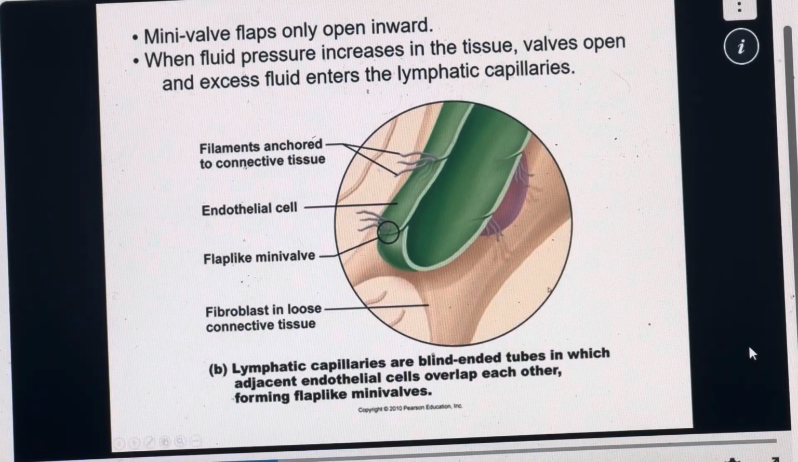So what this means is that when fluid pressure builds up in the tissues outside of these lymphatic capillaries, it pushes open that little flap, and the excess fluid therefore enters the lymphatic capillary. And that's the way that these little blind-ended capillaries are able to pick up that excess fluid. But the fluid doesn't flow back out because, again, those mini valve flaps only open in one direction.